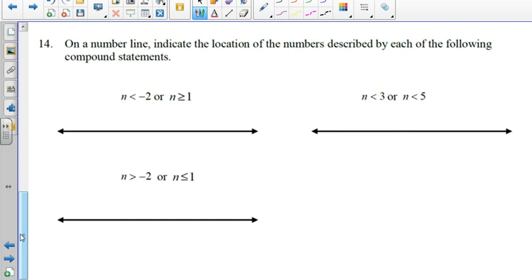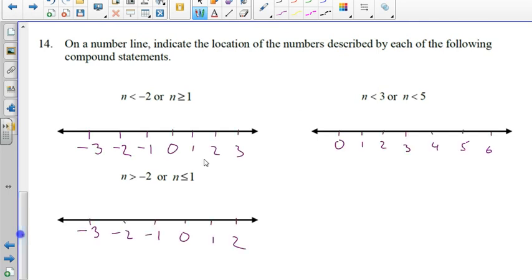On a number line, indicate the location of the number described by each of the following compound statements. Okay, so again, do this, and then we'll come back together in a moment. I can pause this, I guess. Okay, what do I write? What do I put? Where do I put it?